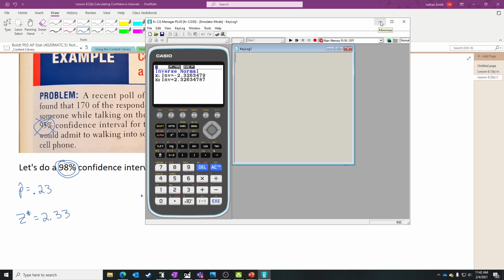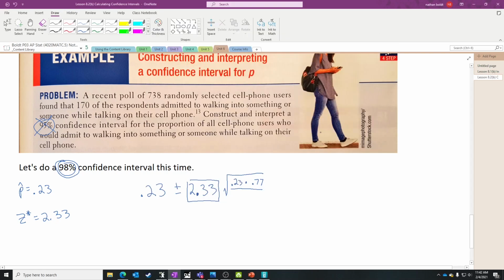All the other calculators do this though. So if you have like the Prime or the Nspire, they all do this as well, just slightly differently. You might have to Google it or ask me during office hours.